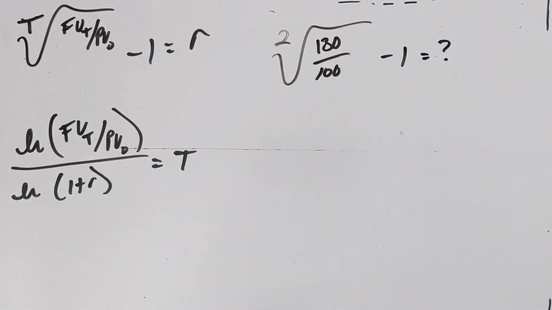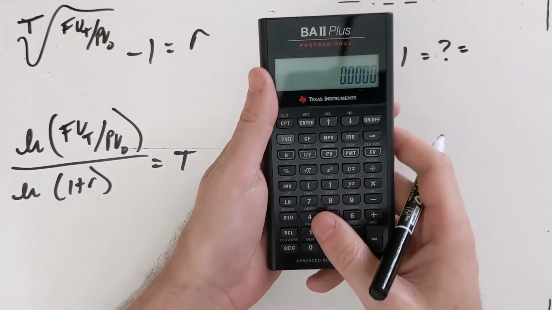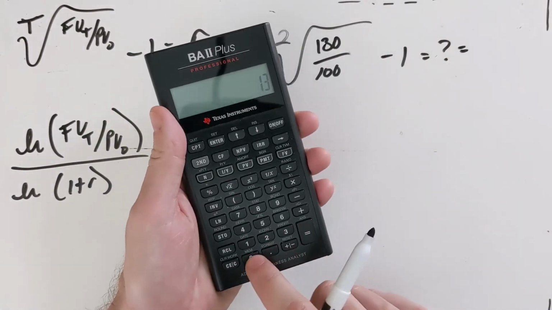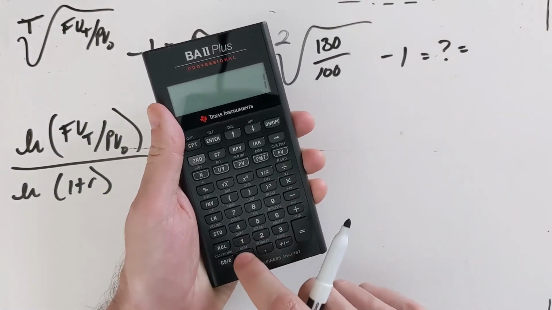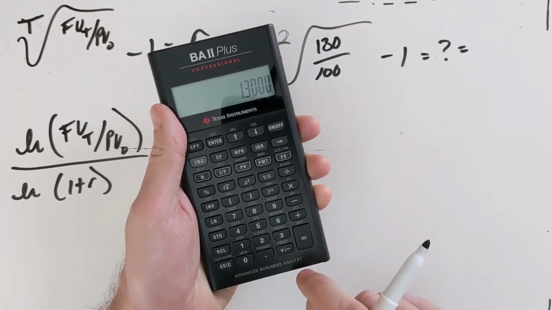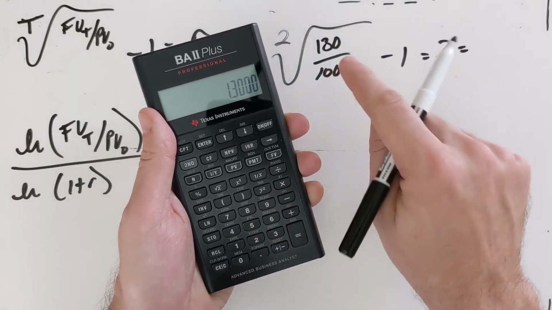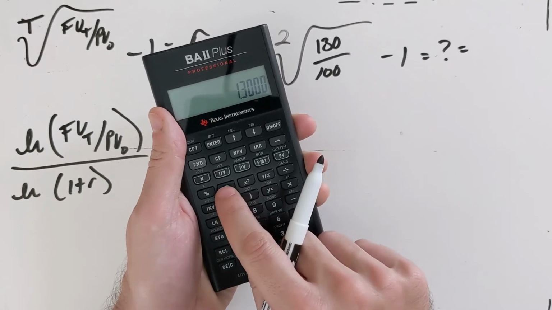What is the rate of return that we need on this account in order for that to be possible? Well, let's do that math. All right, so we're going to take 130 divided by 100. Well, that's 1.3. Now we're going to take a square root. Now I could just hit the square root button.